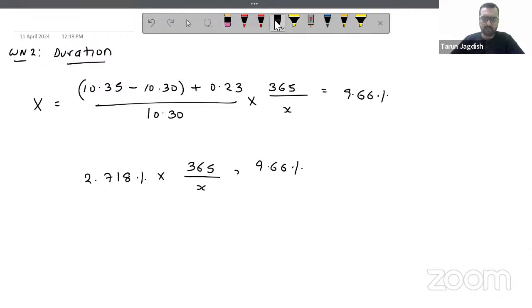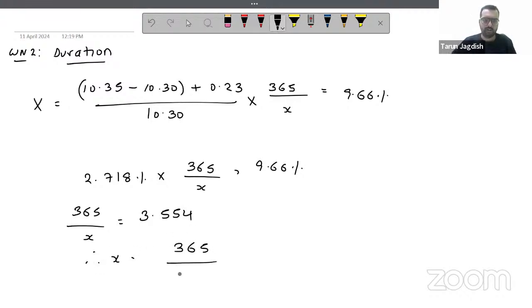First, what I'll do is I'll just make it as 365 divided by x will now be equal to 9.66 divided by 2.718. That will be 3.554. Therefore, x will be equal to 365 divided by 3.554. Sir, how you got this 3.554? I did 9.66 divided by 2.718.